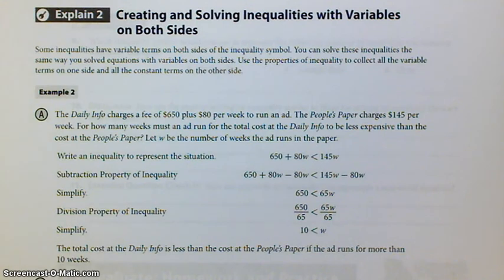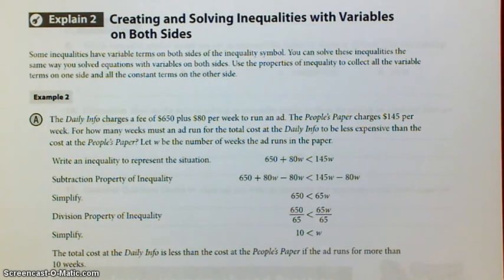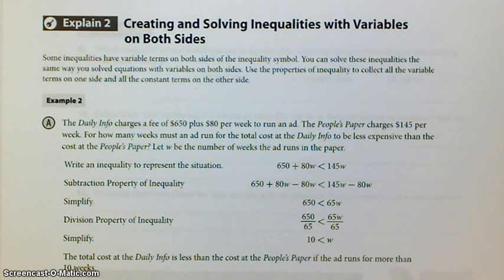Okay, so I am on page 80. This is part 3 of Module 2, Lesson 4. And you've got situations where you may be creating and solving inequalities that have variables on both sides. So we've done variables that you have to use the distributive property with. We've done really simple inequalities, and now we're doing inequalities that have variables on both sides.